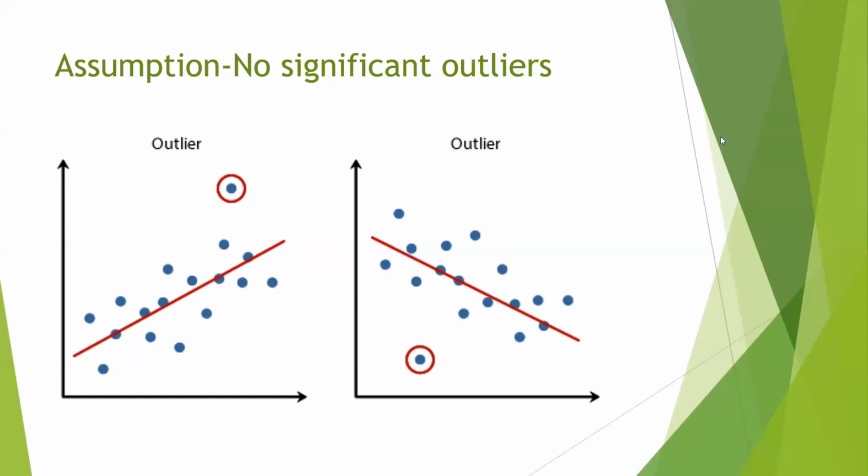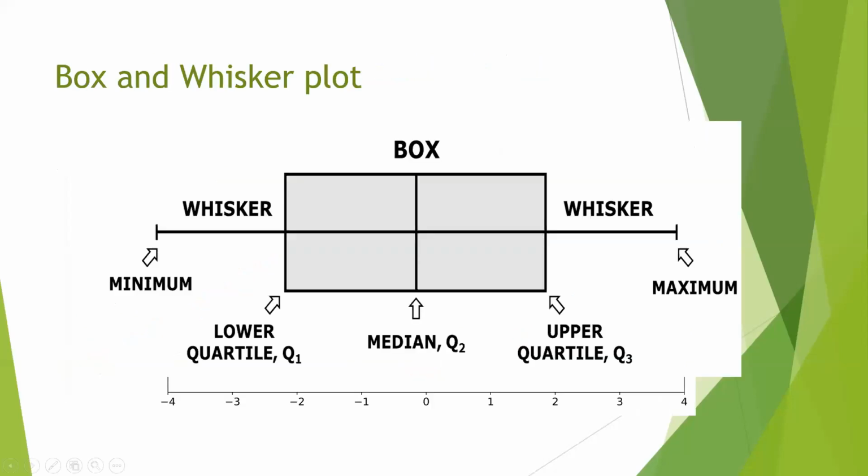Does anybody know how to find out the outliers? No? Box plot. Have you heard about the box plot? Whisker box plot? Yes, somebody is writing. Dr. Namrata is writing. Yeah. So box plot is the best way to find out whether there are outliers or not. So, the box and whisker plot. What is this box and whisker plot? This is the box plot. It looks like a box.